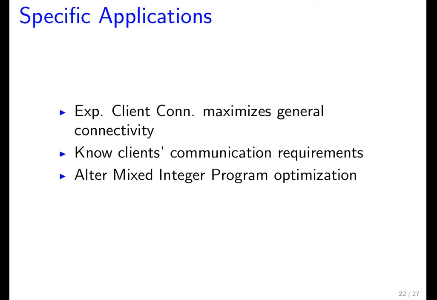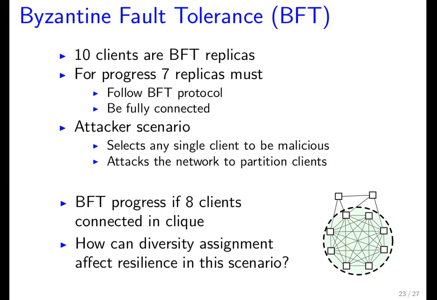So far I've been talking about this expected client connectivity metric to maximize, so the goal was to maximize general connectivity of clients. But we wanted to see if we could do better if we know the specific client protocol that was running, which has specific client communication requirements, not just the more the better. Well, for all protocols, more the better is the case, but if you're able to give up some in certain scenarios, you can maximize more in other scenarios. So we alter our mixed integer program to perform optimization for a specific case.